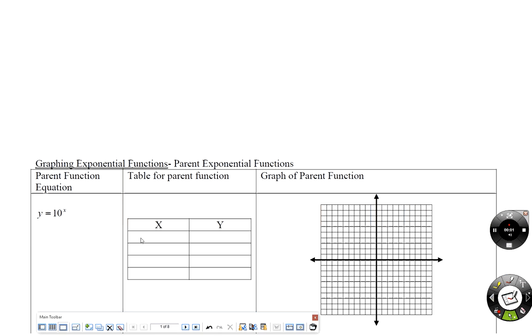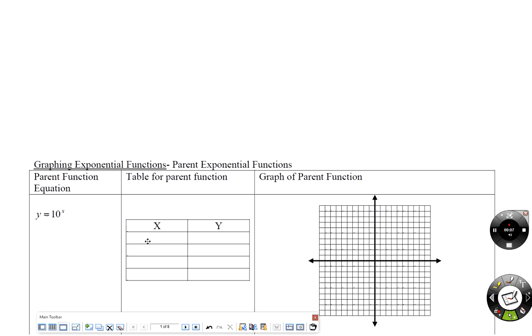This parent function, y equals 10 to the power of x, we can plug in negative 1, 0, 1, and 2, because all of those can be exponents. So this is more like the functions that you did before, that you get to just stick with those numbers. Now, when you plug in negative 1, that means you're calculating y by figuring out what 10 to the negative 1 power is.